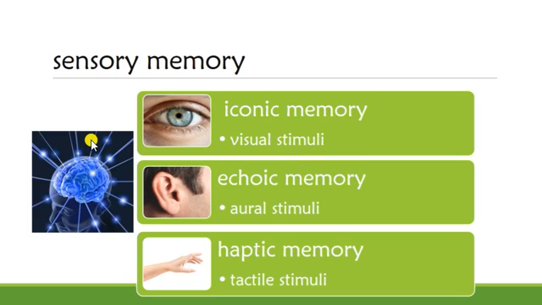Now let us look at the sensory memory. The sensory memory acts as a buffer for temporary storage of stimuli received through the senses, whether our eyes, our ears, our skin, or any other means. Sensory memory exists for each sensory channel: iconic memory for visual stimuli, echoic memory for aural stimuli, and haptic memory for tactile stimuli.